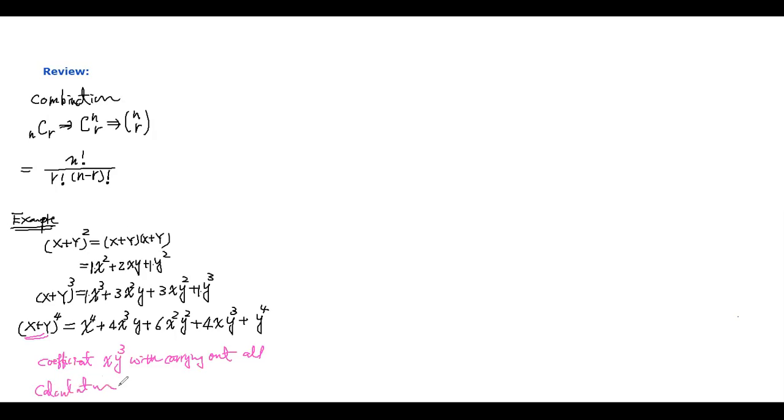So without doing all the multiplication, how do I find the coefficients? If you carry it out, then I know it's 4. But if I say x plus y to the 10th power, it would be very difficult to carry out. So we know the x y to the cube term is here.